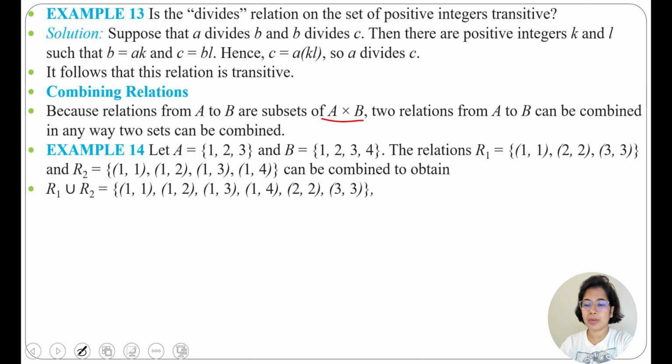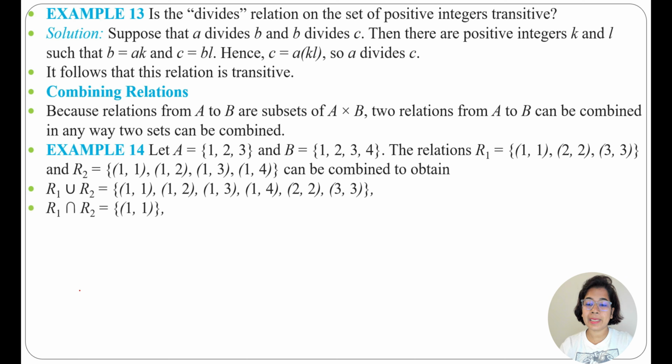First, union R1 union R2. In case of union, both sets' elements will be present. Here both relations' ordered pairs will be present. So (1,1), (2,2), (3,3), and (1,1), (2,2), (3,3) from R1, and from R2 (1,1), (1,2), (1,3), (1,4). So all ordered pairs will be present in R1 union R2.